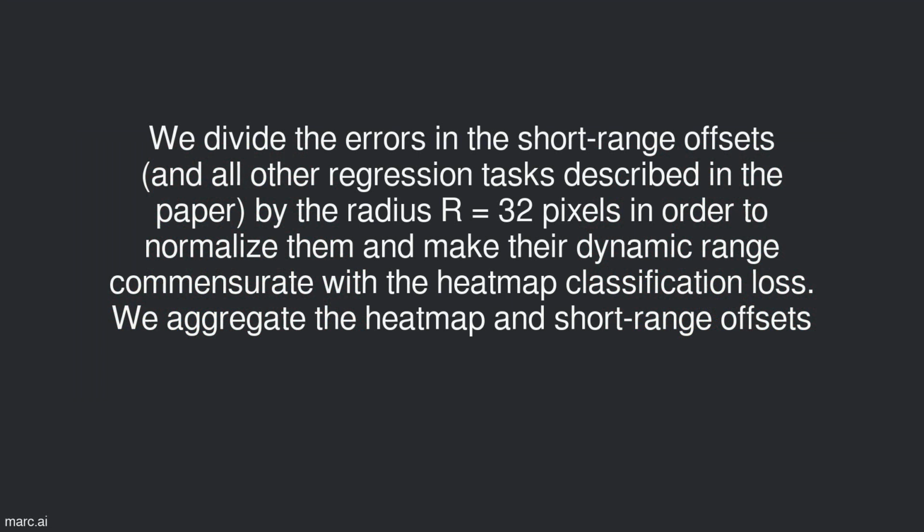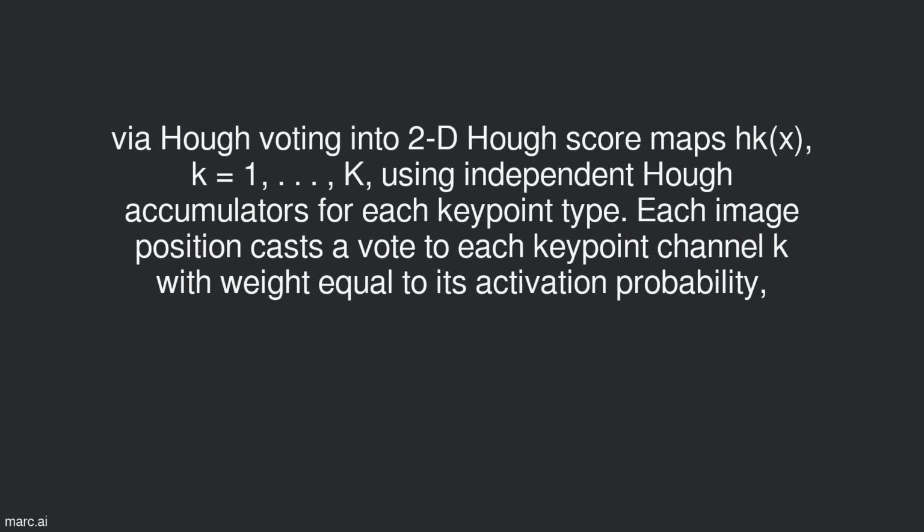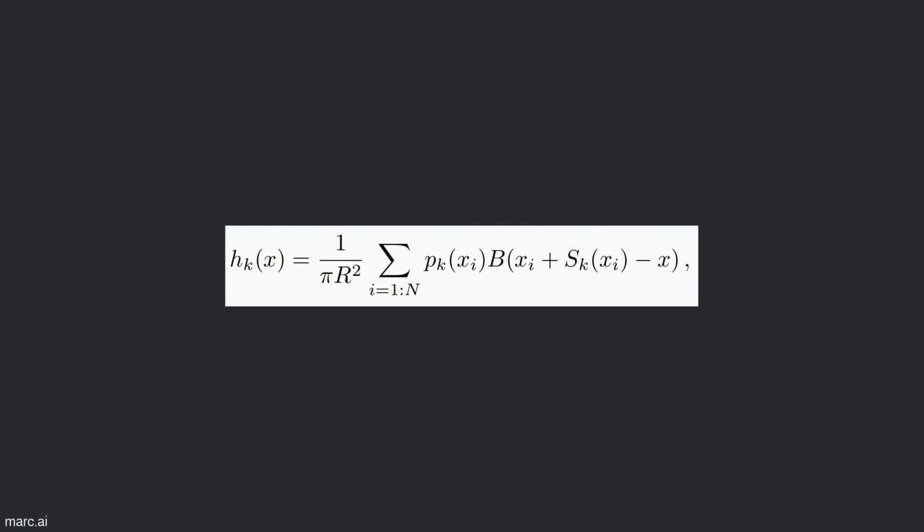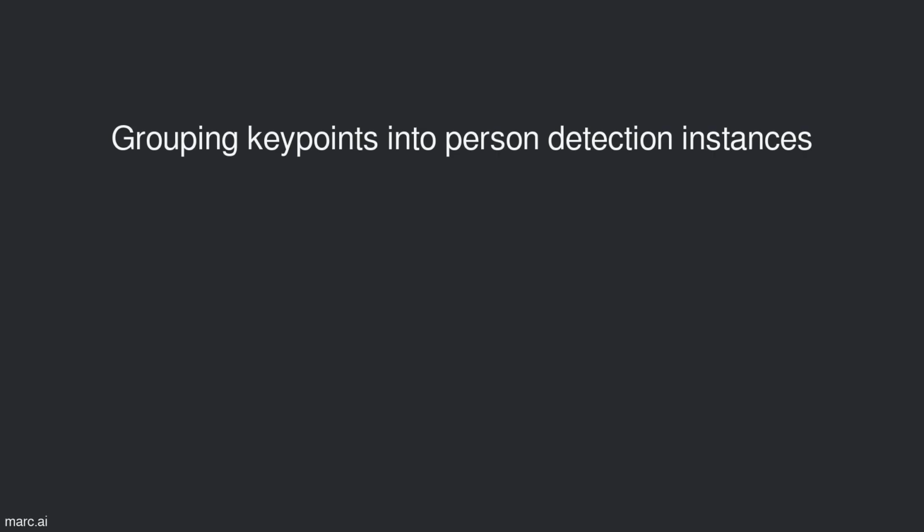We divide the errors in the short-range offsets and all other regression tasks described in the paper by the radius r=32 pixels in order to normalize them and make their dynamic range commensurate with the heat map classification loss. We aggregate the heat map and short-range offsets via Hough voting into 2D Hough score maps H_k(x), k=1,...,K, using independent Hough accumulators for each keypoint type. Each image position casts a vote to each keypoint channel k with weight equal to its activation probability, where B denotes the bilinear interpolation kernel. The resulting highly localized Hough score maps H_k(x) are illustrated in Fig. 1. Grouping keypoints into person detection instances.